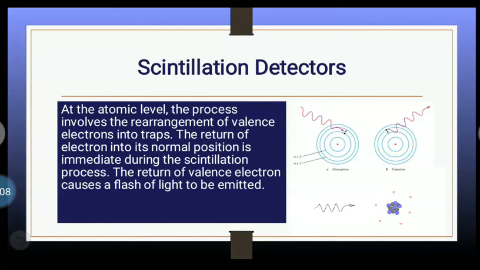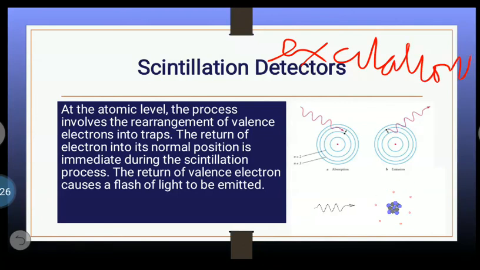So, at the atomic level, the process involves the rearrangement of valence electrons into traps. The return of electron into its normal position is immediate during the scintillation process. So the return of valence electron causes a flash of light to be emitted. If you can still remember our discussion on excitation, that is how the emission of light works.